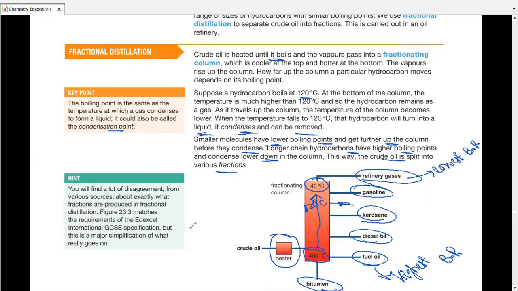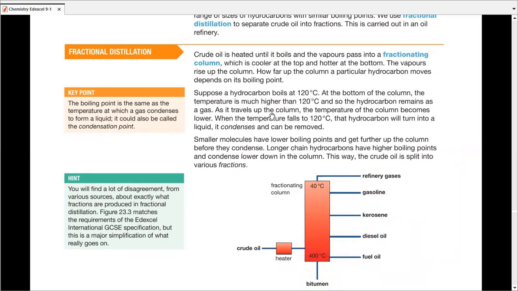All right. Now you will find a lot of disagreement from various sources about exactly what fractions are produced in the fractional distillation. Figure 23.3 matches the requirements of the Edexcel IGCSE specification, but this is a major simplification of what is really going on. Since the process is pretty complicated, we have simplified it for your ease. So 1, 2, 3, 4, 5, and 6 fractions, and that's about it. That's how easy it gets. All right. So let's move on. Let's see what we have up next.